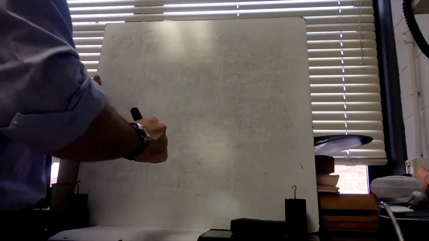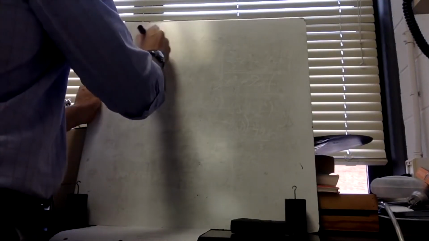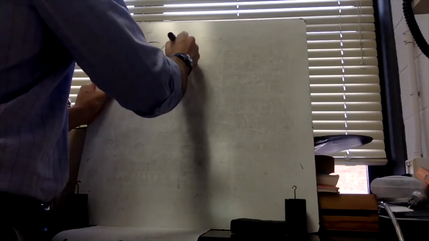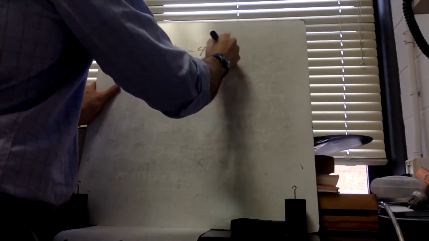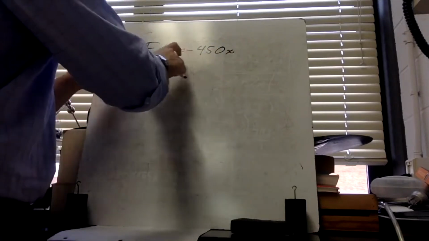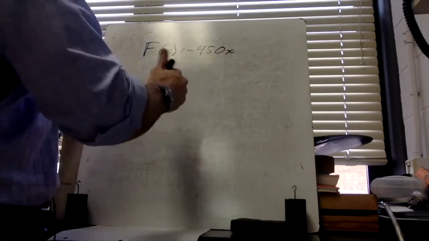Here we go. So the restoring force of a spring, and we're going to do a lot more with this later, is negative 450 x. So what does this mean? Why is the negative here, by the way? Let's just talk about this for a second.